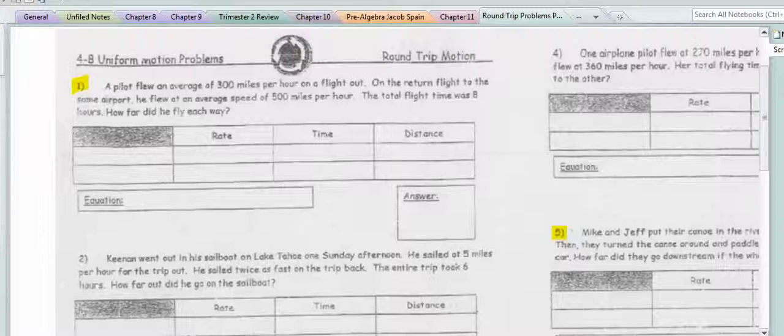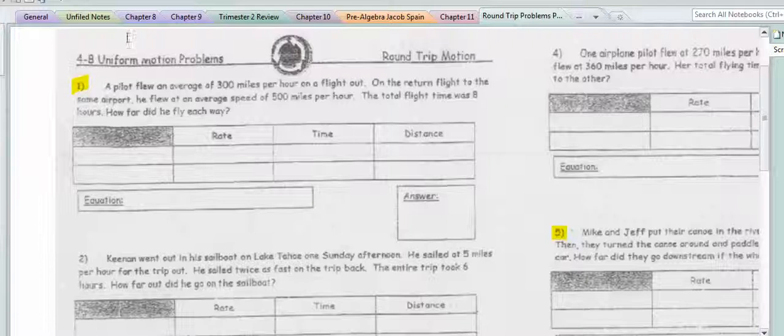Number 1 says a pilot flew an average of 300 miles per hour on a flight out. On the return flight to the same airport, he flew at an average speed of 500 miles per hour. The total flight time was 8 hours. How far did he fly each way?